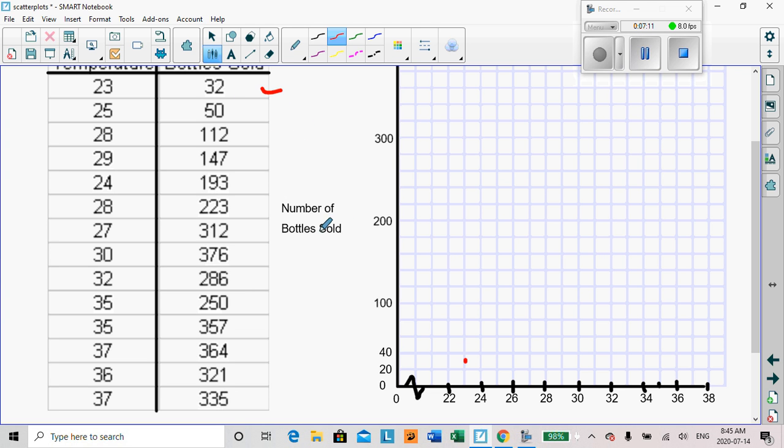Then we do 25 and 50. So I go over to 25 and up to 50, and I have to estimate. I'm going to say that 50 is right there. Then we do 28 and 112. So 28, 112, this would be 120, so 112 is about partway up that square. And then you continue plotting these points.